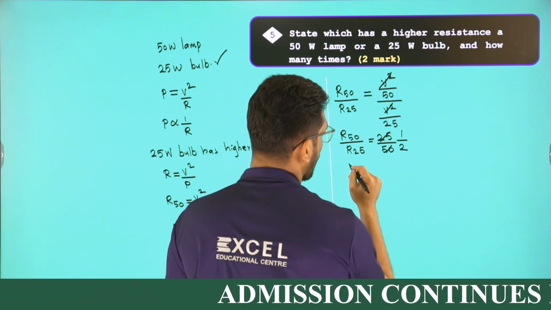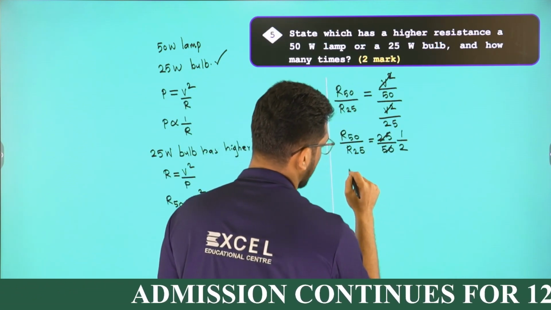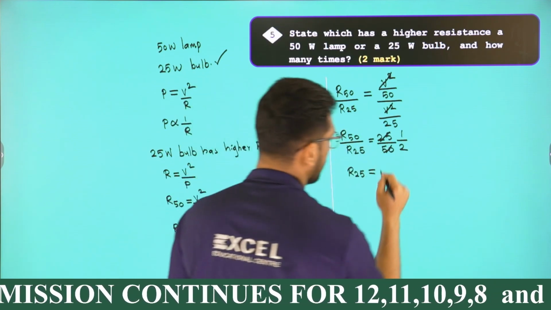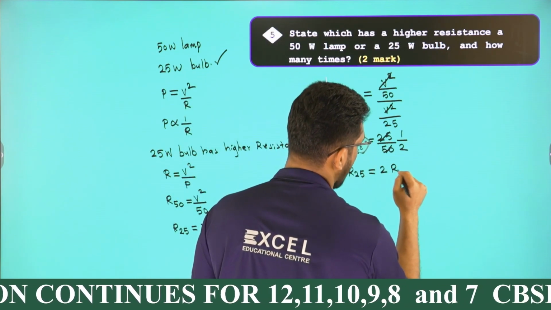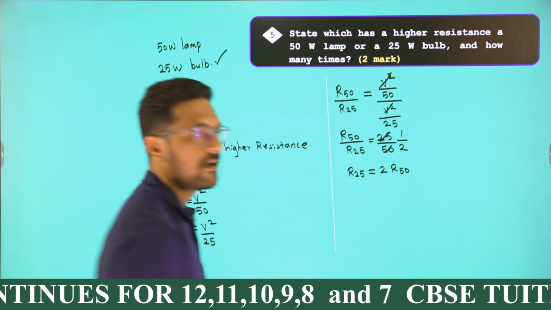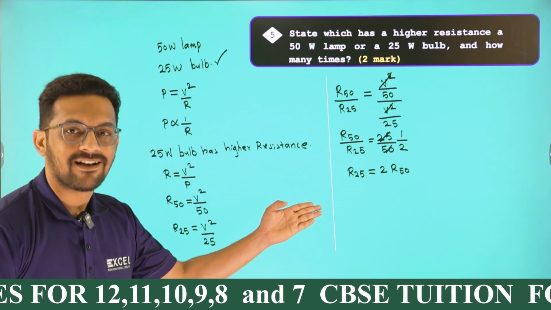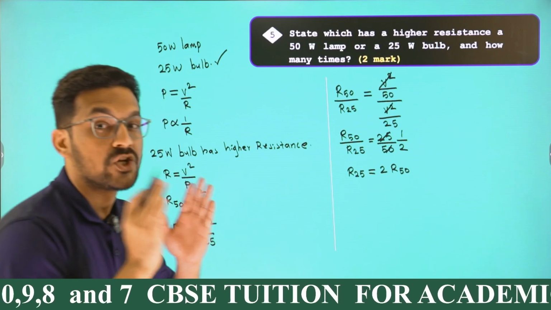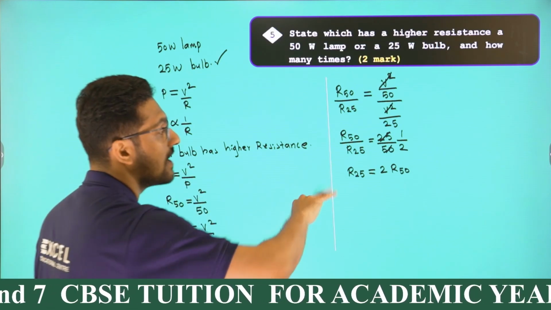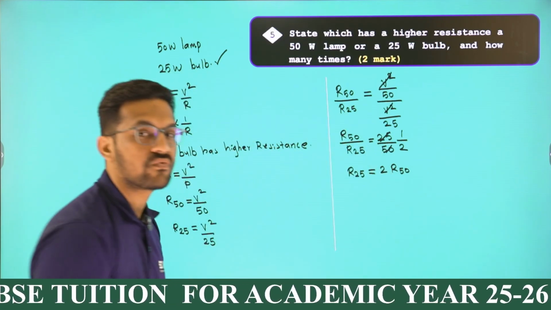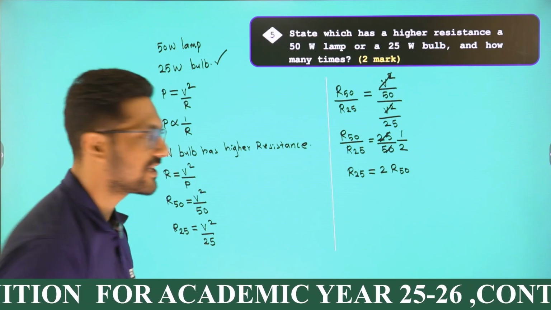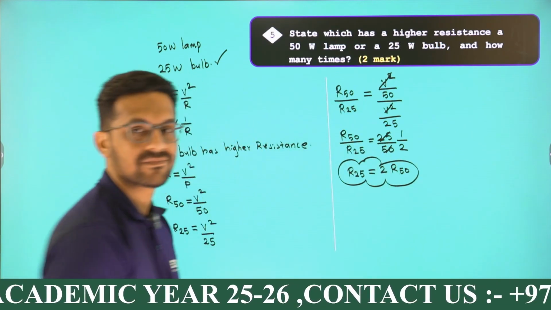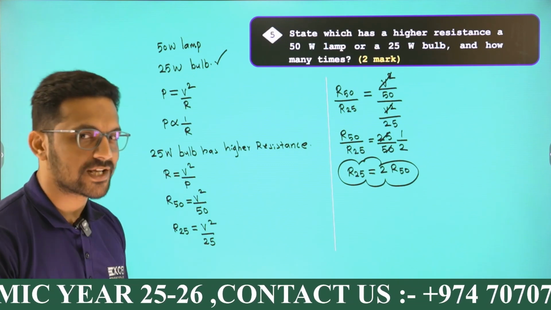Okay, so I am bringing R25 to the other side. R25 is equal to 2 times R50. Look at that. Resistance of 25 watt bulb will be 2 times larger than the resistance of 50 watt bulb. That will be your answer. Clear? We can move to the next question.